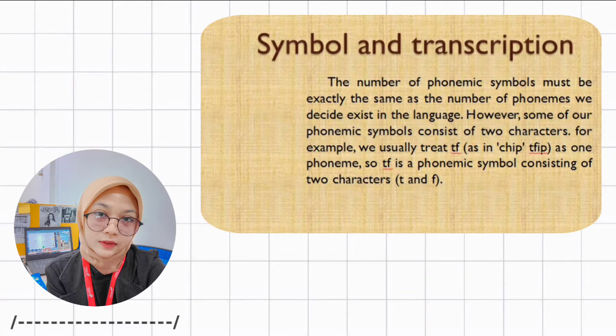Symbol and transcription. The number of phonemic symbols must be exactly the same as the number of phonemes in the language. However, some of our phonemic symbols consist of 2 characters. For example, we usually treat ch as in chip as one phoneme. So ch is a phonemic symbol consisting of 2 characters, T and F.